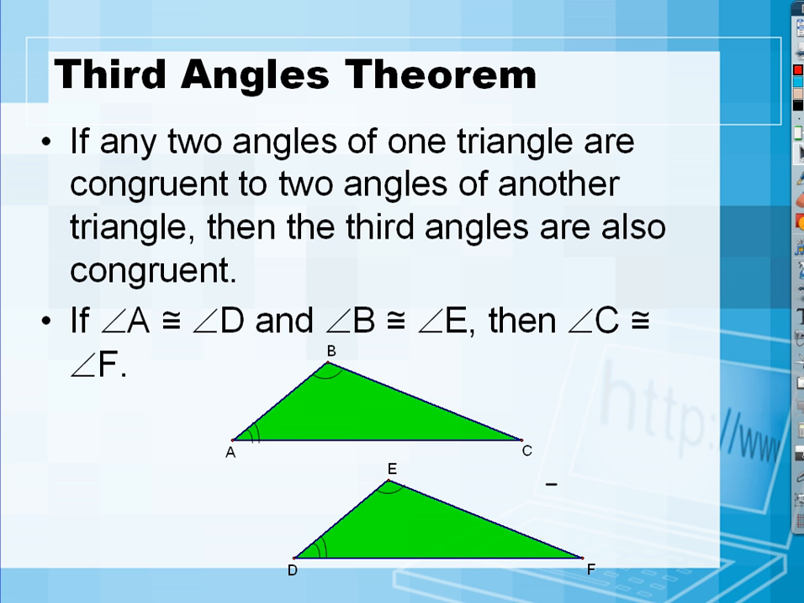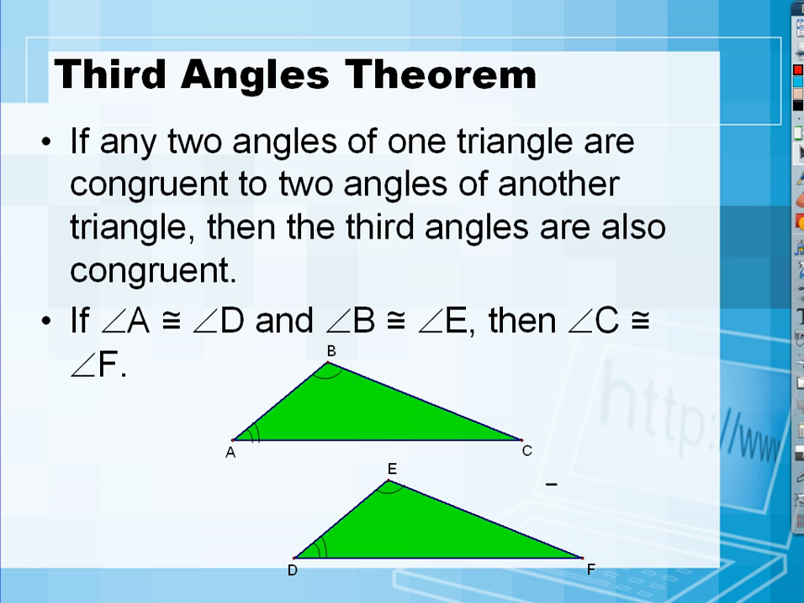Okay, real quick, here's another theorem, the third angles theorem. These are all included on your sheet, by the way. The third angles theorem is really obvious. Doesn't it just make sense that if any two angles of one triangle are congruent to two angles of another triangle, then the third angles also have to be congruent? It makes sense, right?